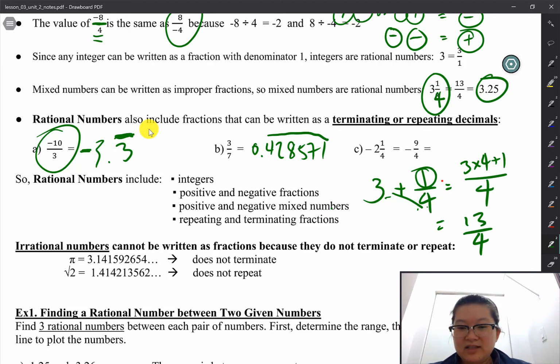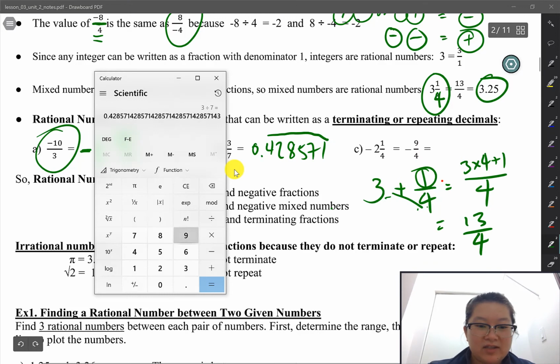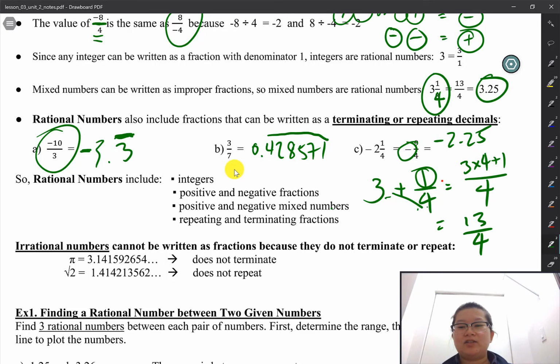And last but not least, I have negative 2 1/4, or negative 9/4. That one seems like it's going to terminate, but let's just double check here. 2.25. Don't forget it's negative, so negative 2.25. And of course, it's terminating. So it's a terminating decimal. For sure, it's a rational number.